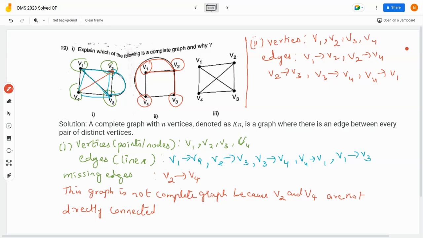Then again, which is missing? The edge V1 to V3 is missing. We don't have this. Here this and here this. We have one missing edge, that is V1 to V3. Therefore this graph is not a complete graph because V1 and V3 are not connected directly.